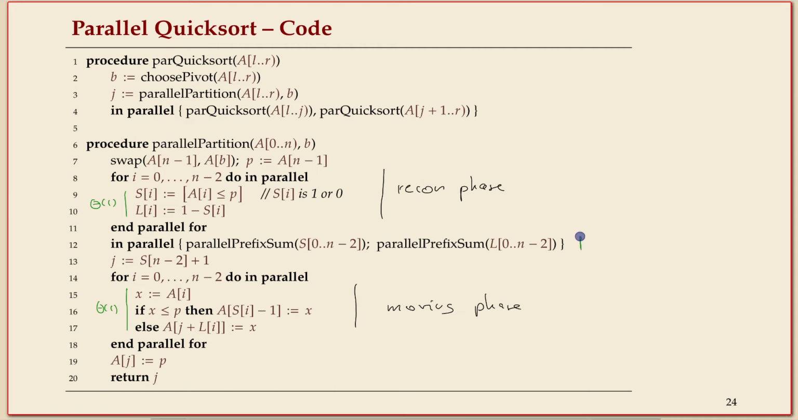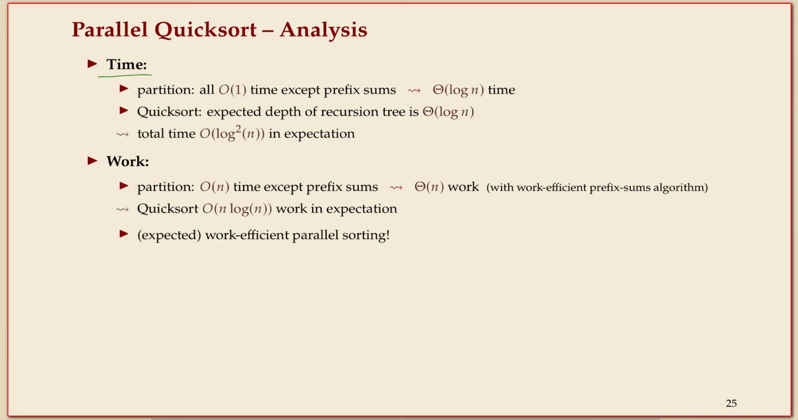There's, of course, the parallel prefix sum, which is not for free in terms of parallel time. That costs us log n parallel time. So the overall partitioning procedure, if you look, the rest, that's constant time, that's constant time. It's all constant time except for the prefix sums. So the overall time for the partitioning phase is log n again.